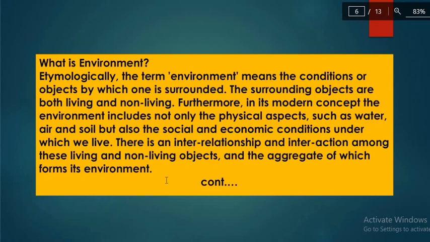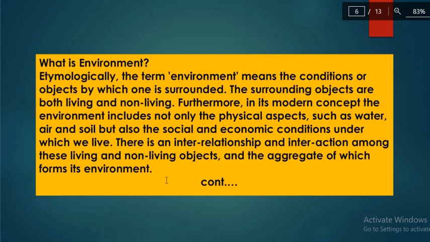Environment. Etymologically, the term environment means the condition or objects by which one is surrounded. Okay, according to the word, etymologically, word-wise, the condition or object by which one is surrounded. The surrounding objects are both living and non-living.